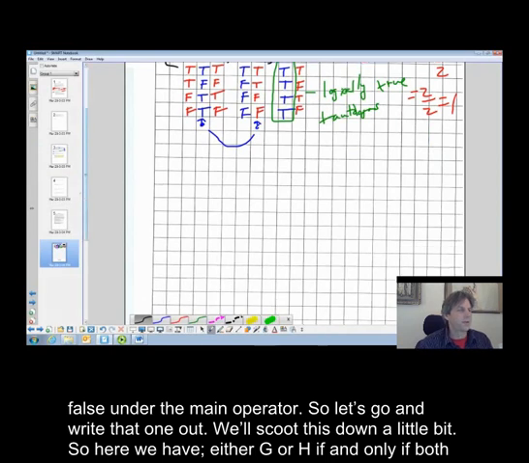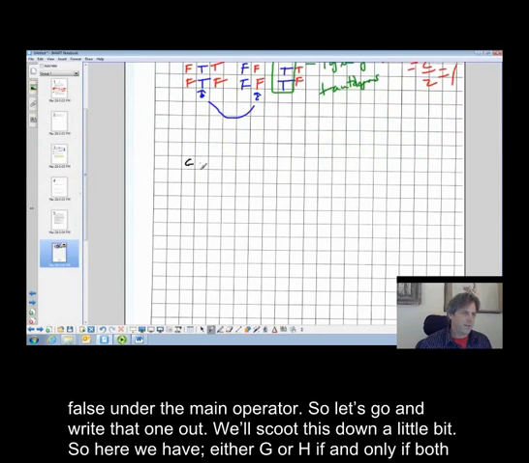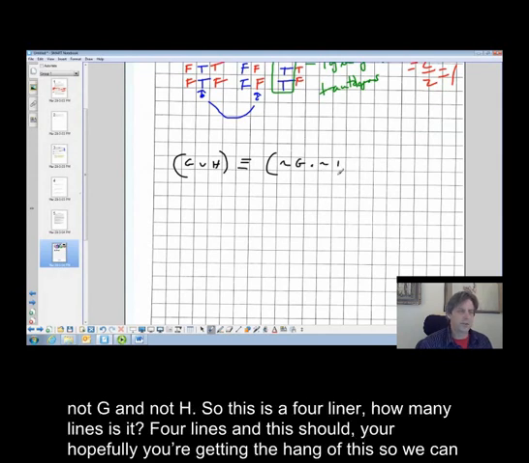We'll scoot this down a little bit. Okay. So here we have either G or H if and only if both not G and not H. Okay? So this is a 4-liner, right? How many lines is it? 4 lines, and hopefully you're getting the hang of this, so we can speed this up a little bit here.